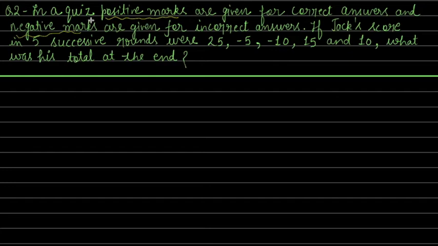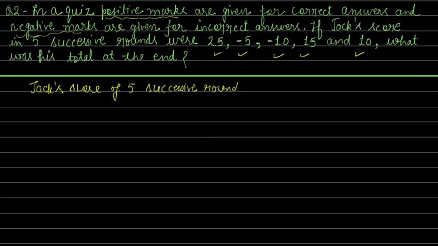If Jack's scores in 5 successive rounds were 25, -5, -10, 15 and 10. It means these are the marks for the first round, second round, third round, fourth round and fifth round. What was his total at the end? So you have to calculate the total. So we can write the statement as Jack's score of 5 successive rounds.